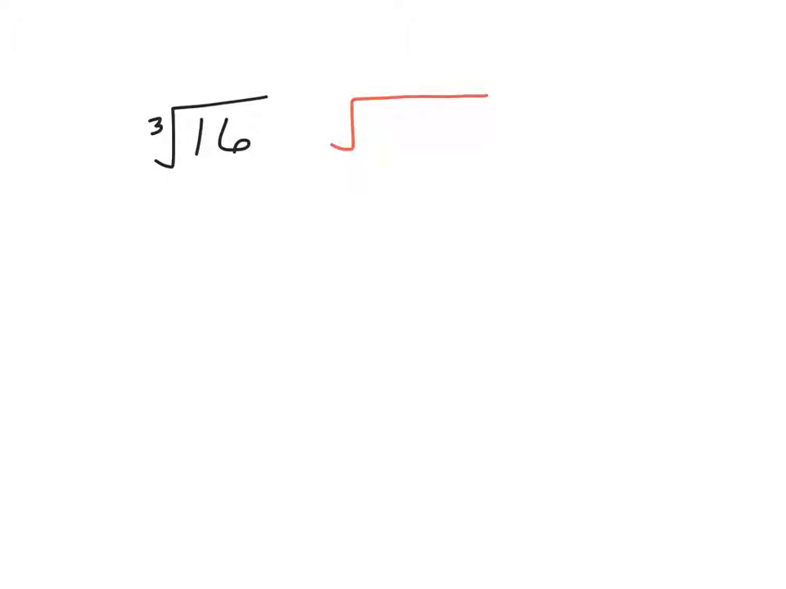Well, if I go through, I can change 16 to 8 times 2. And the cube root of 8 is equal to 2, because 2 times 2 times 2 gives me an 8. So, since this is a cube root, I can bring out that 8. The cube root of 8 is equal to 2. So my final answer is 2 times the cube root of 2.